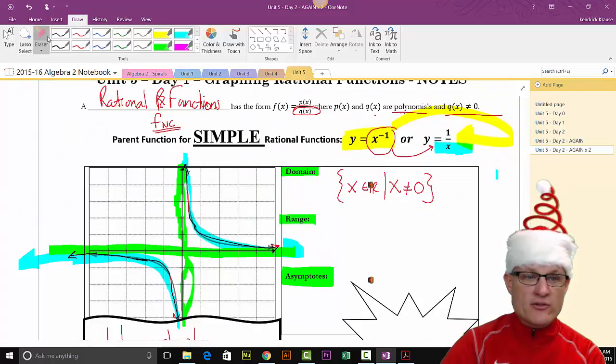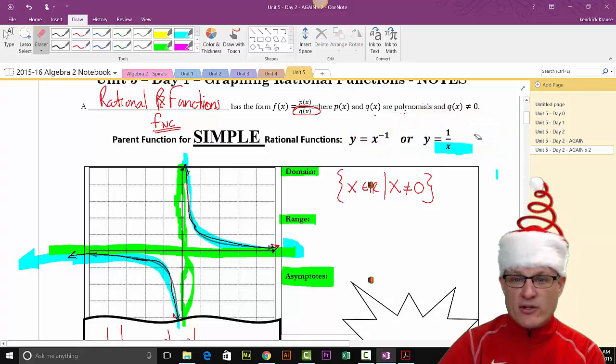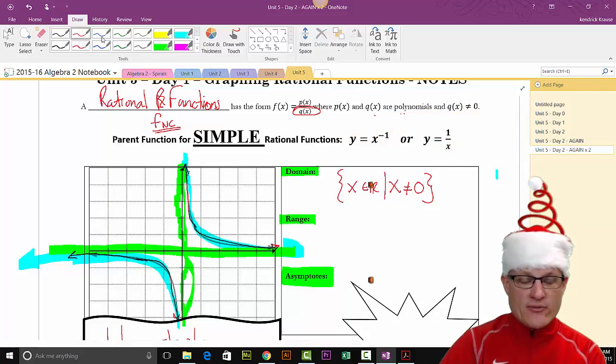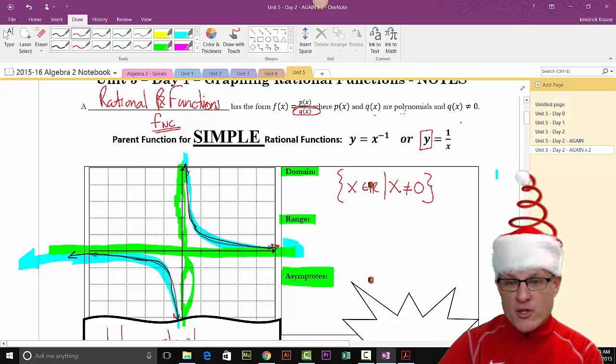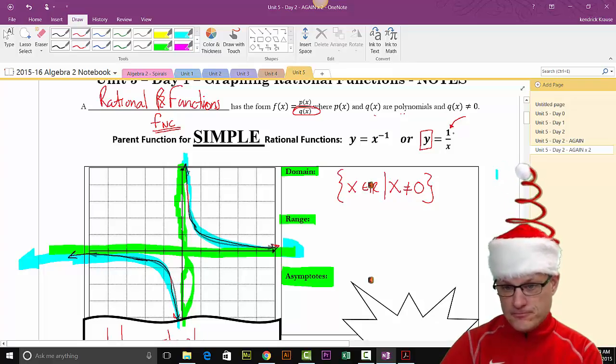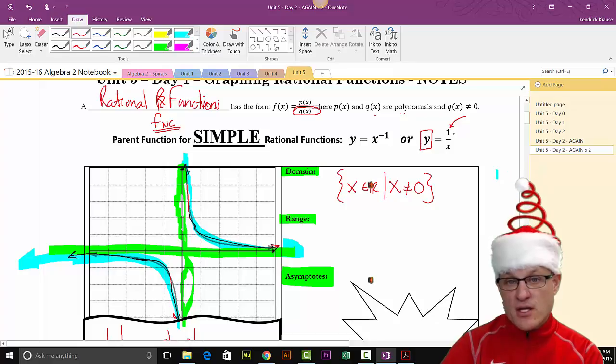Now, as we take a look at this parent function, which is the line y equals x, let me erase all this crazy stuff that I have here. As I erase all this, and I take a look at this function, I want to know how in the world I can make y equal to 0. The only way y can equal 0 is if the numerator is equal to 0. In this case, our numerator is 1. It will never, ever be 0. So therefore, this fraction could never equal 0.